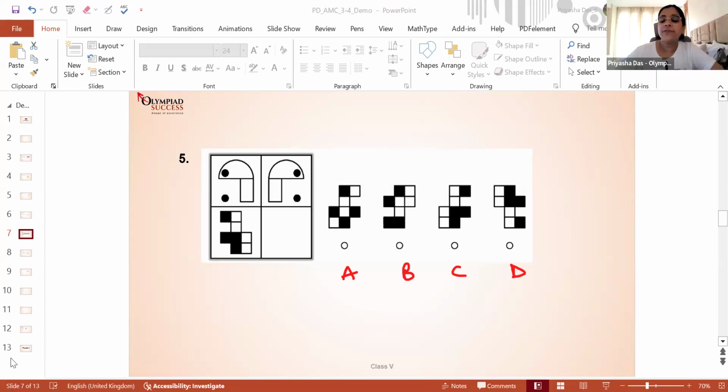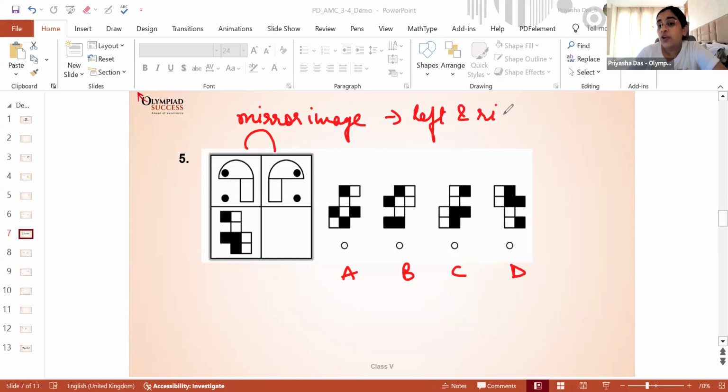Can you tell me the reason to select that option or eliminate the other options? I am going to eliminate B and D, because I noticed that in the first part, one picture is the opposite of the other. We call this mirror images. What is the mirror image, Hazel? The left and the right change, but the top and the bottom remain the same. So no change on the top and the bottom, okay?